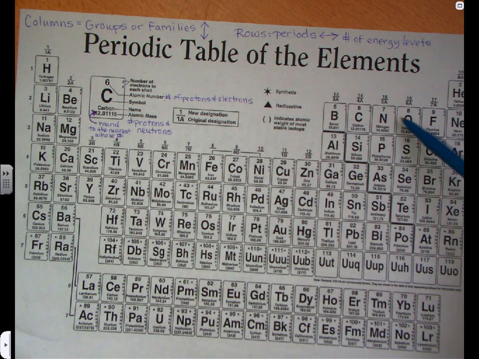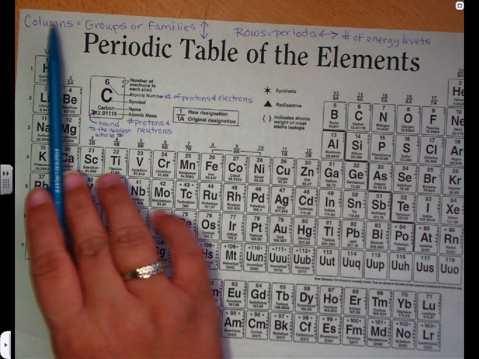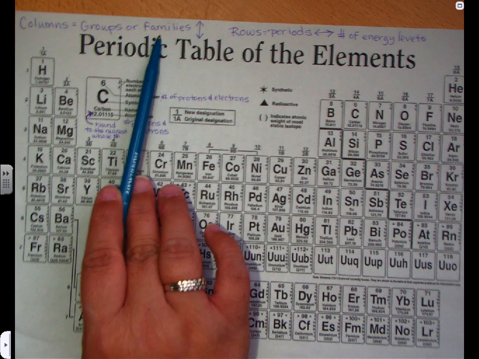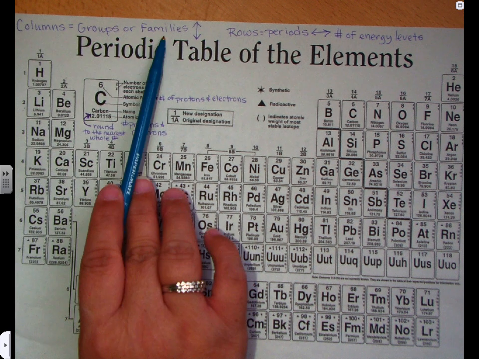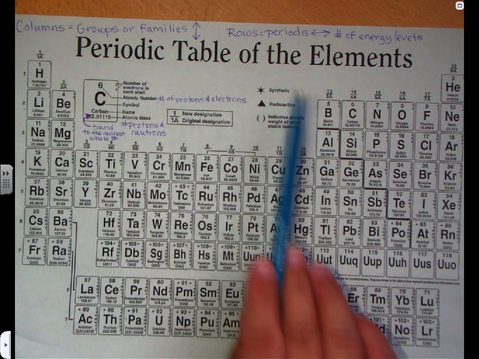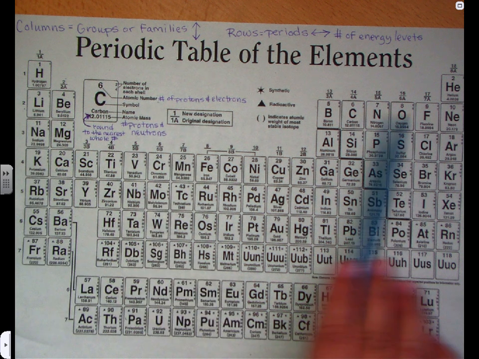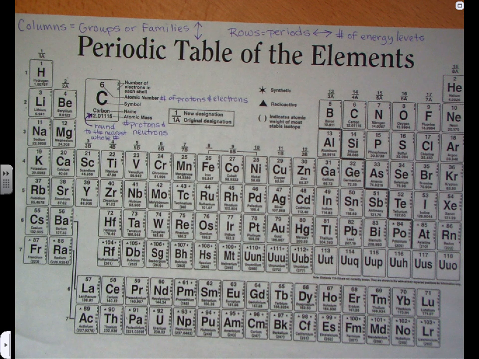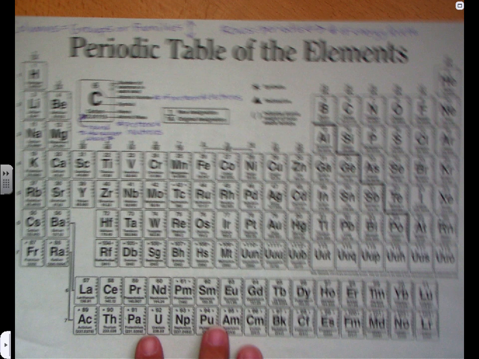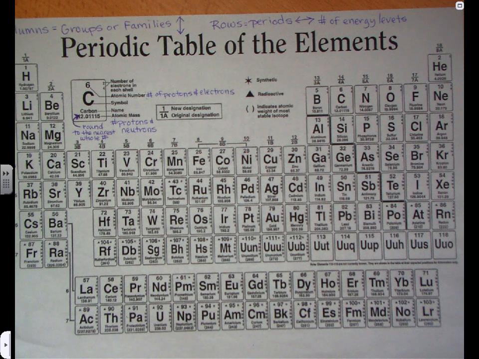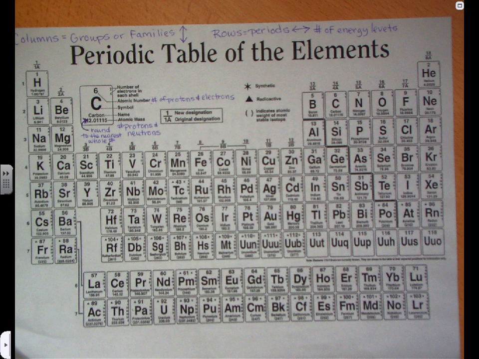Rows, which go horizontally, are called periods, and that's where the periodic table comes from. Every element in a row has the same number of energy levels. We talked about energy levels yesterday when we were talking about Niels Bohr, and today you're going to learn how to do a Bohr model.